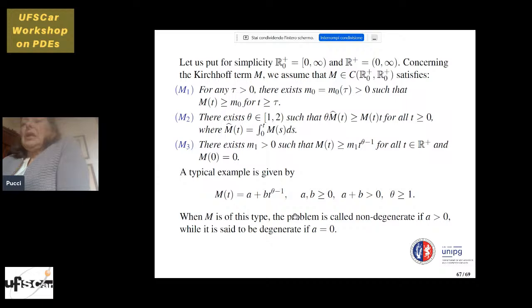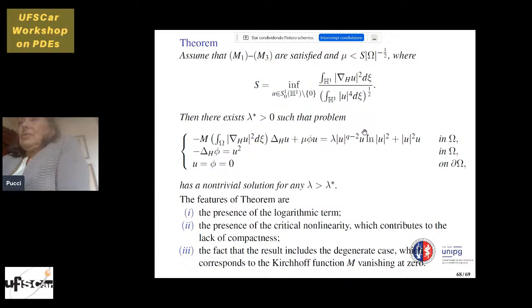And again, we are able to prove existence of solution, provided that this parameter, mu, is less than this threshold, where S is the critical Sobolev constant given in this form. And so there are several technical difficulties because of the logarithmic term, the presence of the criticality in this context, and the fact that the problem can be degenerate because M(0) is zero, and we can cover this case.